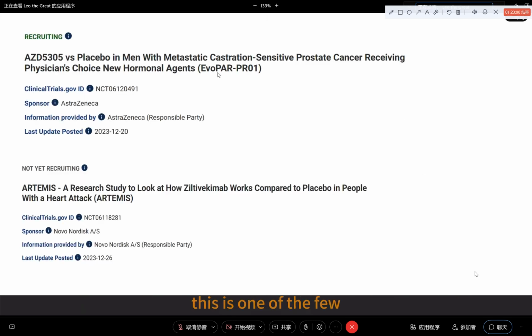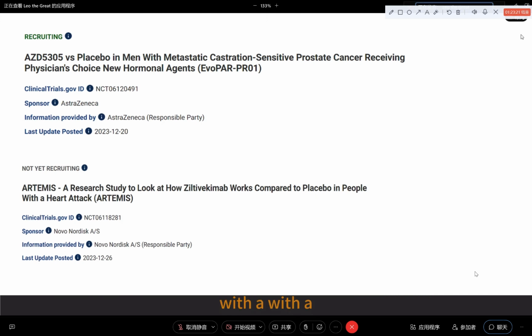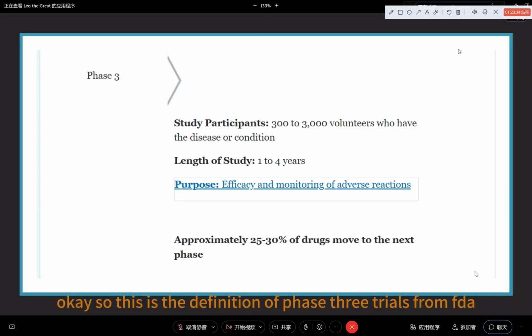So this is one of the few examples of the studies that are ongoing in phase 3 in Malaysia. We can see that this is AZDEX D505 versus placebo in men with metastatic prostate cancer. And the other one is how ziltivekimab works compared to placebo in people with a heart attack. So you're comparing, giving a placebo and also the real drug, and seeing what the effect is. Okay, so this is the definition of phase 3 clinical trials from the FDA.